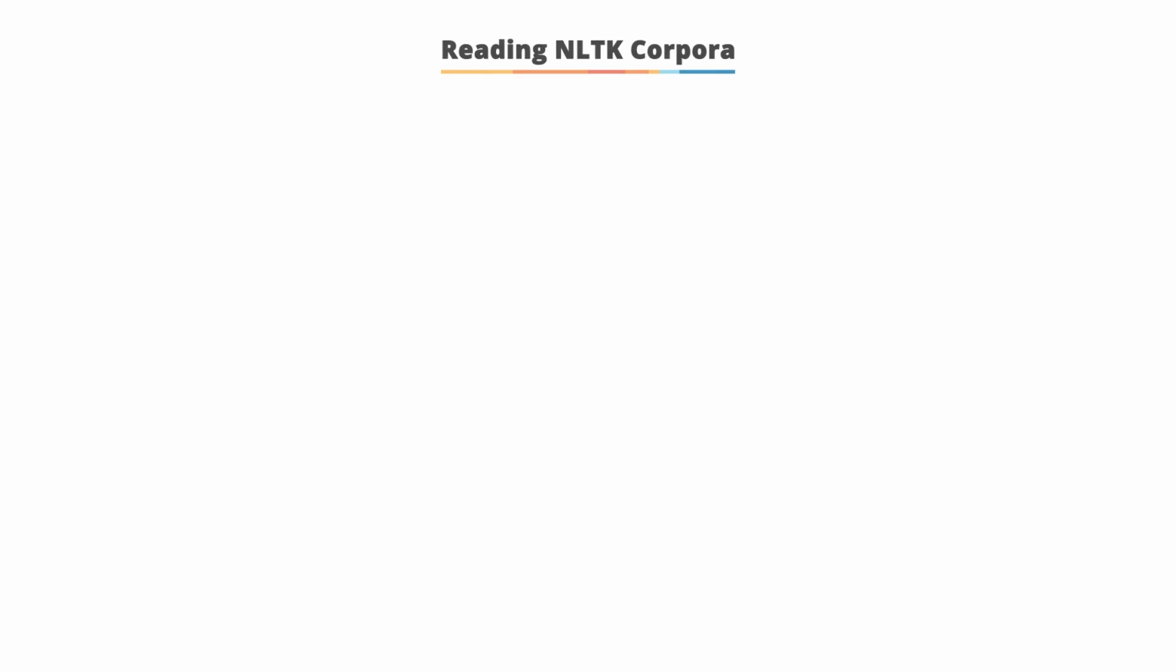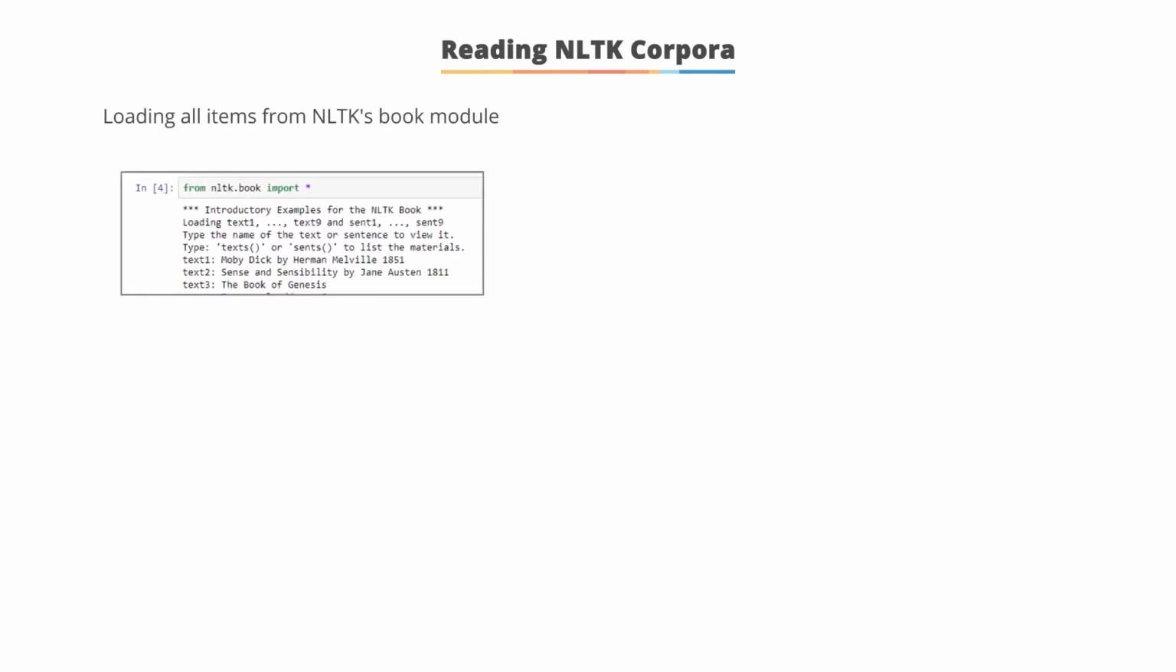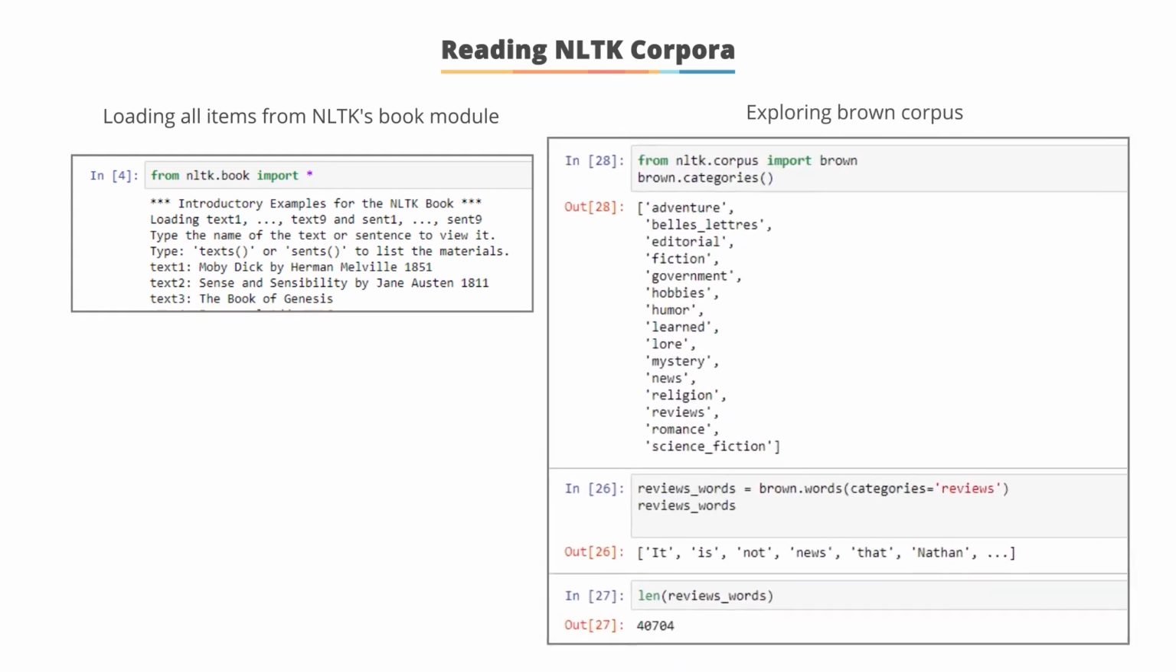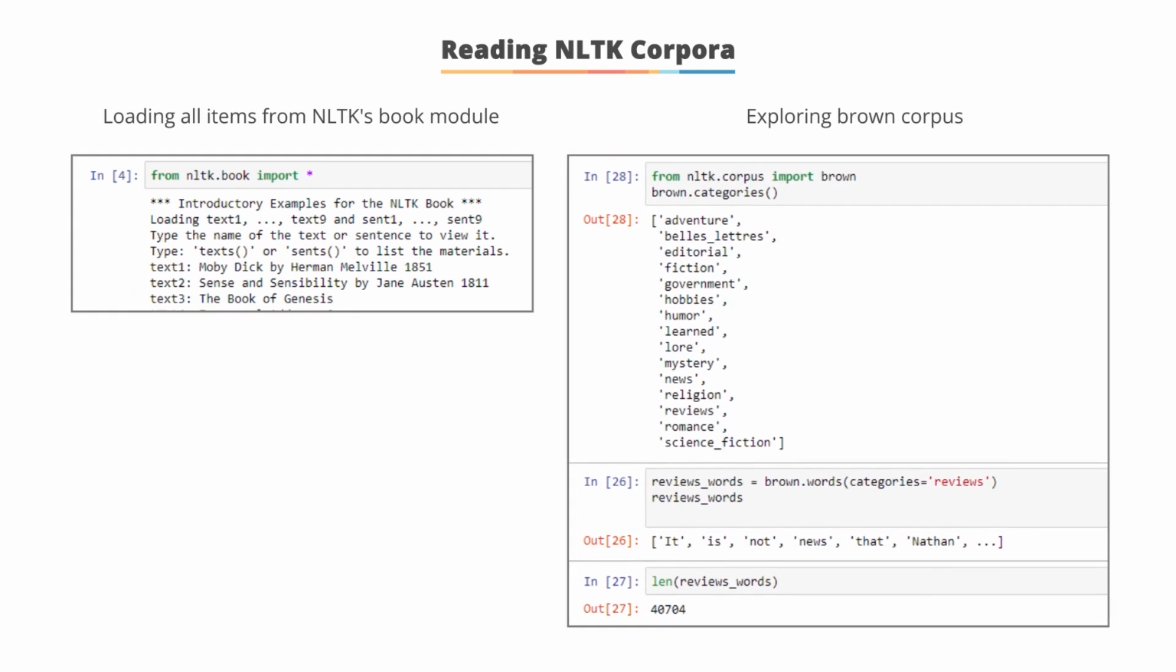Let's now understand how you can read a specific module from NLTK corpora. If you want to import an entire module from NLTK corpora, use the asterisk symbol with that module name in the import command. Enter the command from nltk.book import *. It will load all the items available in NLTK's book module. Now, in order to explore the brown corpus, enter the command from nltk.corpus import brown. This will import the brown corpus on the Python.